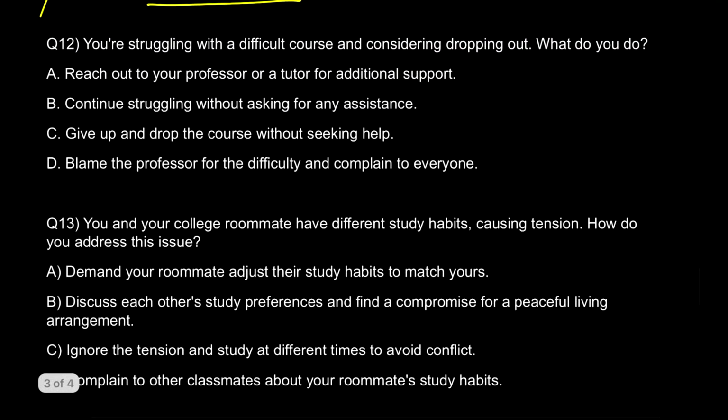Come to the next one. You are struggling with a difficult course and considering dropping out. What would you do? When you're considering dropping out, blaming, giving up, and continuing struggling are the wrong paths to take. The best path is to reach out to someone for additional support.